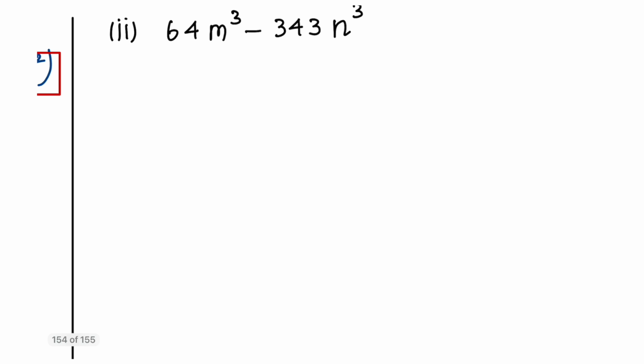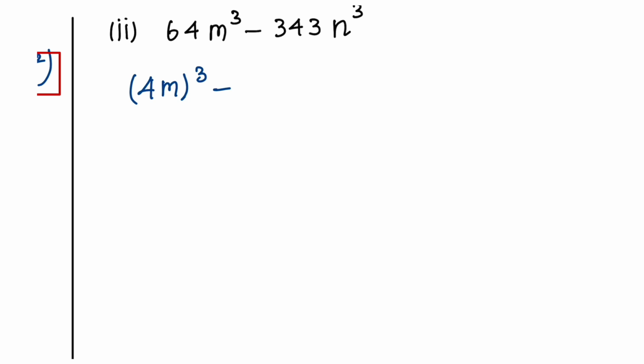Moving to the next subdivision. Now this is very similar as well, but instead of x cube plus y cube identity, you are going to use x cube minus y cube identity. Now before that, you first have to represent it in the form of x cube and y cube, right? So 64 is 4 cube, right? So it can be written as 4m the whole cube. 4 times 4 is 16 and 16 times 4 is 64, so it's right.